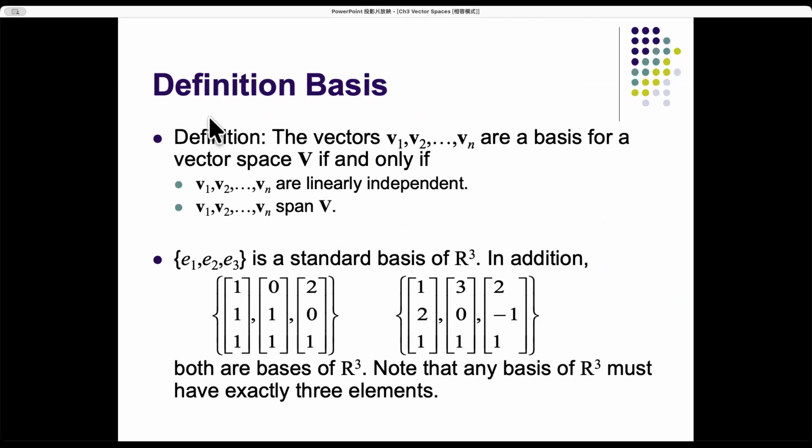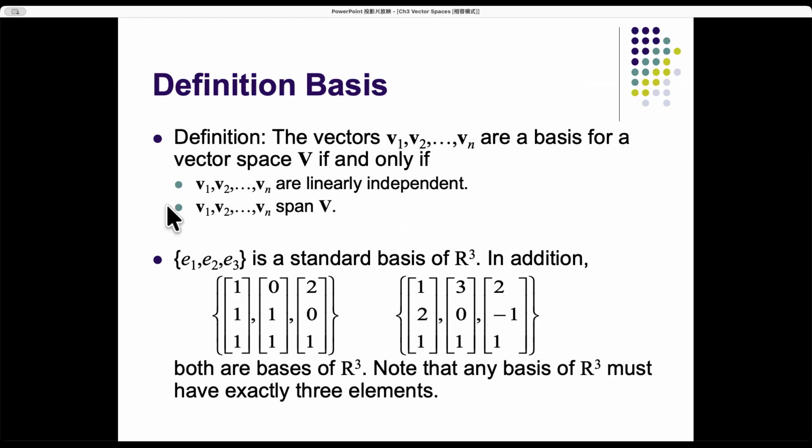Okay, so basis and dimension. First is the definition. The vectors v1, v2 to vn, these n vectors are said to be a basis for a vector space V if and only if v1 to vn are linearly independent and v1 to vn span V.